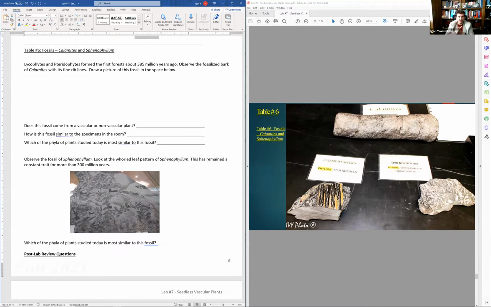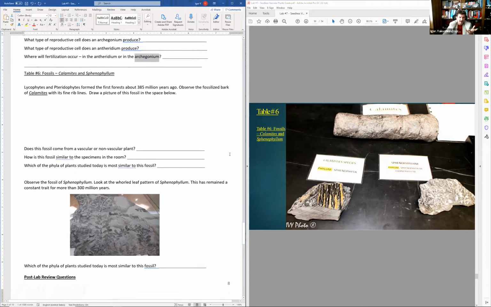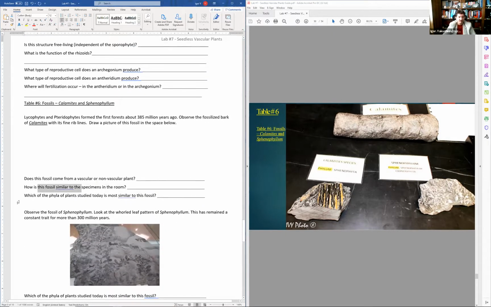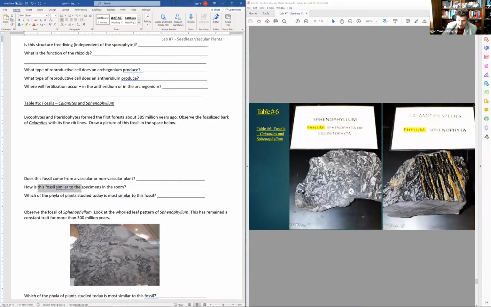So first of all, does this fossil come from vascular or non-vascular plants? Well, think about it. What kind of lab do we have? Vascular plants. So it is a vascular plant. How is the fossil similar to the specimen in the room? I'll get you some pictures. Here we're looking at the picture. See, that's the part of the stem with the ridges. We talked about the hollow stems of horsetails, hollow stems with ridges to make them stronger.